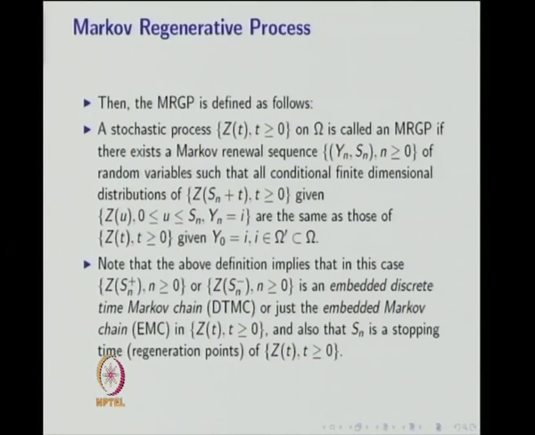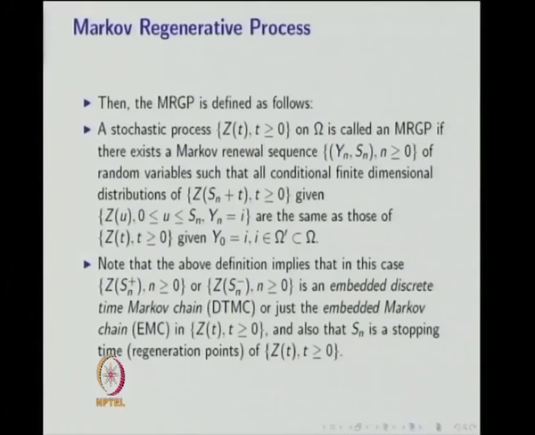Then the MRGP is defined as follows. A stochastic process Z(t) with the state space Omega is called a Markov regenerative process if there exists a Markov renewal sequence (Yn, Sn) such that all conditional finite dimensional distributions of Z(Sn + t), given Z(u) where u lies between 0 and Sn, and Yn equal to i, are the same as those of Z(t) given Y0 equal to i. So, this is the probabilistic replica.